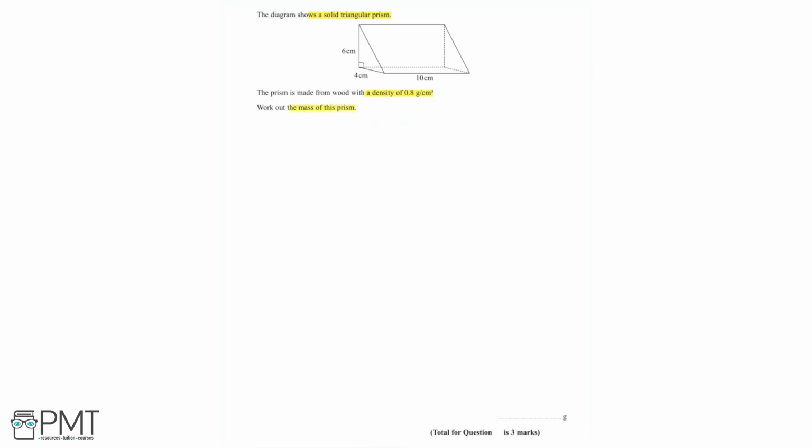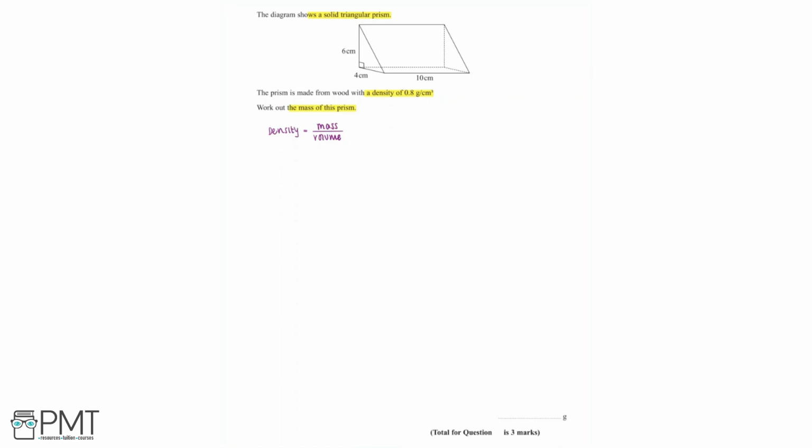The first thing that we need to know is the formula to find the density. We know that the density is equal to the mass divided by the volume. We're interested in working out the mass of the prism, so in order to work out the mass, we need to know the density and the volume of the prism, so that we can substitute these values into our equation above. We're already told that the density is equal to 0.8 grams per centimetre cubed, but we can't work out the mass unless we know the density and the volume.